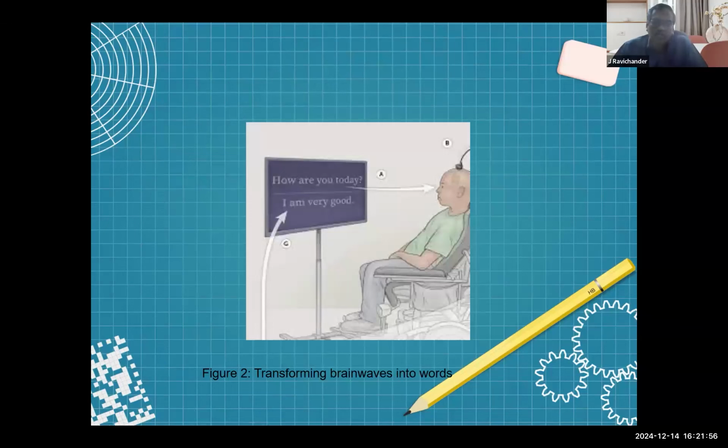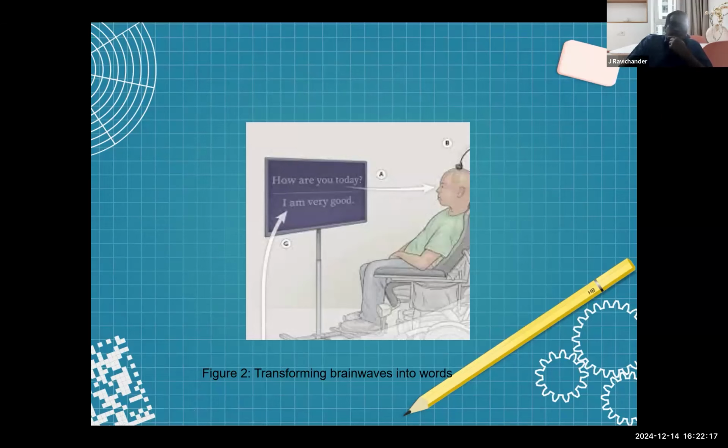Now, look at here. This person is unable to speak, unable to write. Why? Because they are simply suffering from a neurological disorder. Let us assume that. Now, what do we have to do?